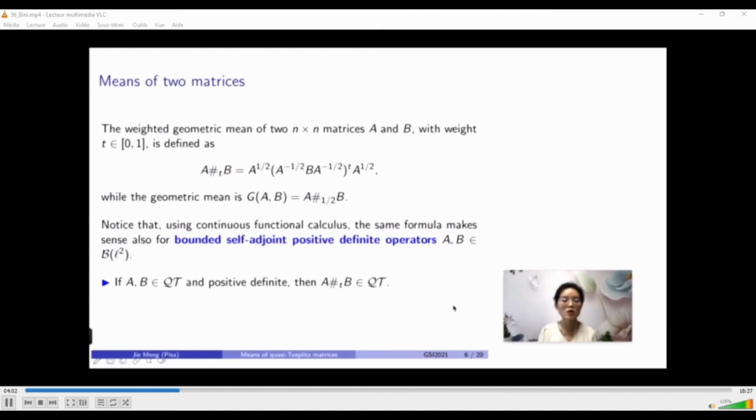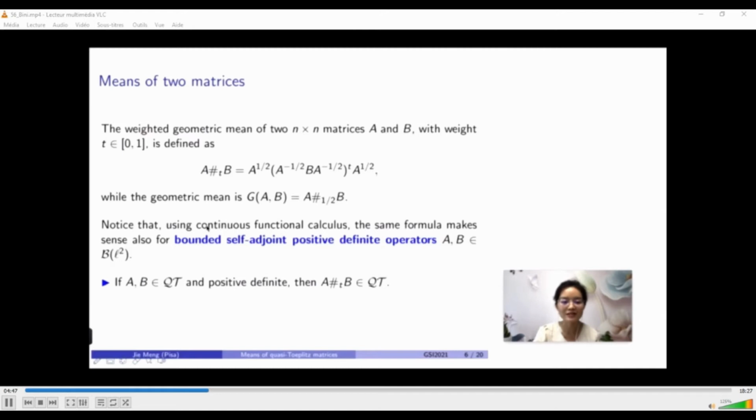Okay, now I'm going to introduce means of matrices and means of operators, and we start with means of matrices. So given two matrices A and B, suppose A and B are positive definite, and if we give a parameter t in the unit interval, then the weighted geometric mean of A and B is defined in this way. You can see this definition involves the square root and the t-th root of some positive definite matrices. And when t is 1/2, we get the well-known geometric mean. And this is the definition for geometric means of matrices.